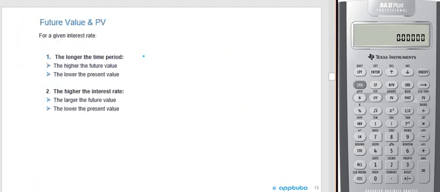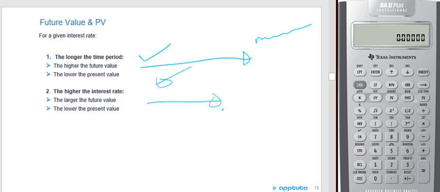Okay, this slide is just a little bit about financial dynamics. So it says for the longer time period, the higher the future value, of course, because you've got more time for it to be compounding, to be growing. And likewise, the longer time period, the lower the present value, because you've got more time that you're discounting it back. And then the higher the interest rate, the larger the future value, of course.